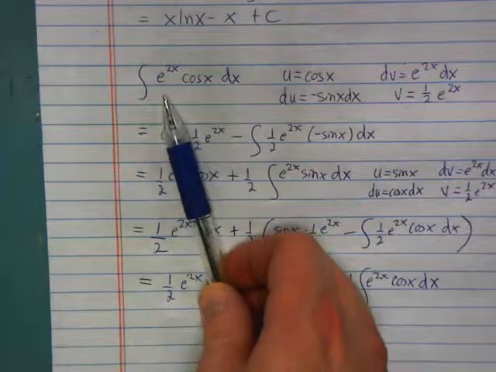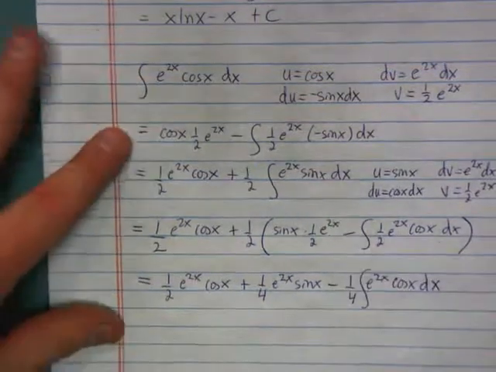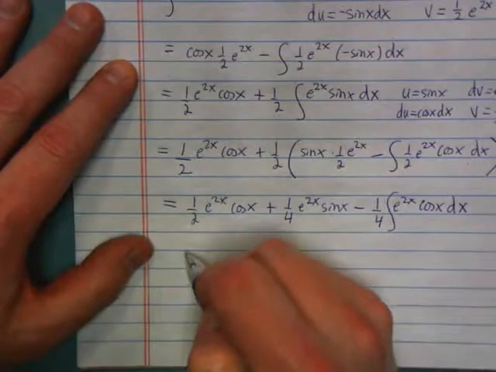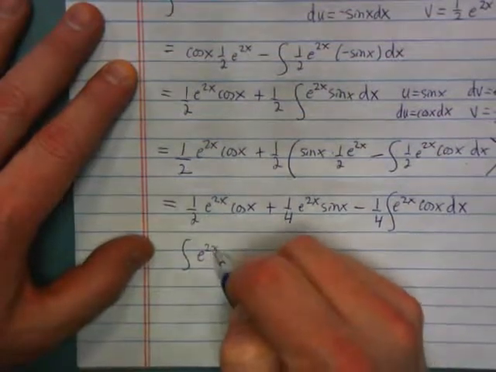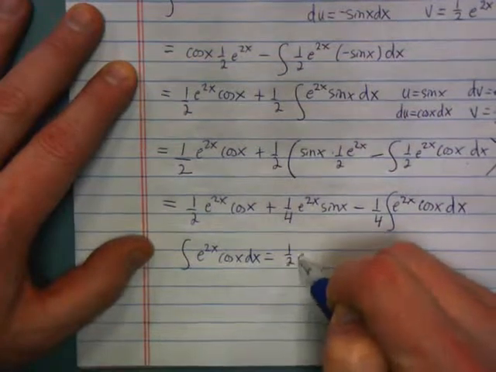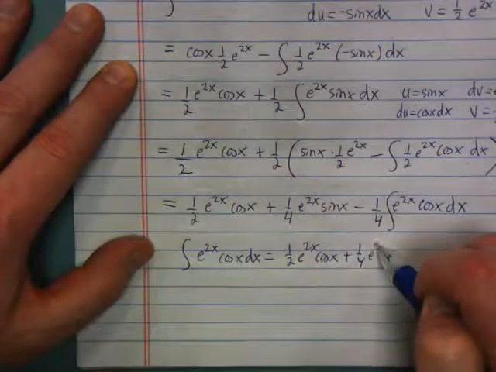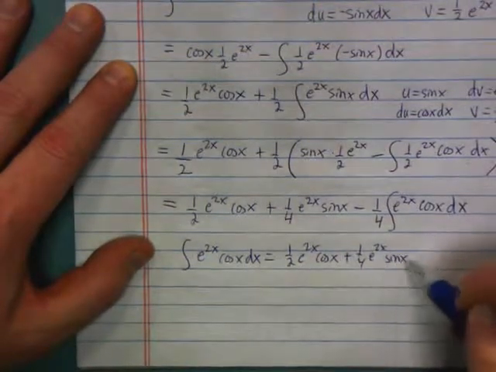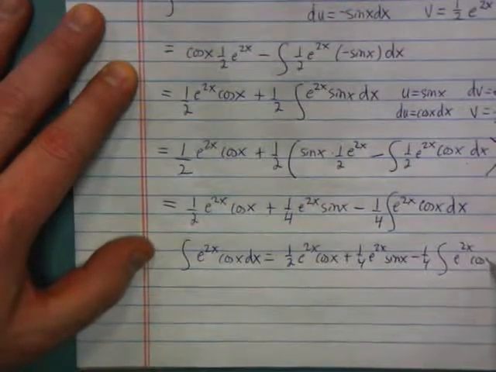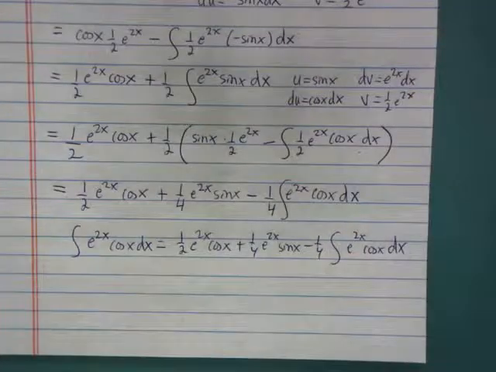So what we're going to do is take this right here. It would be better if I wrote it this way. I'm just going to rewrite the whole thing down again. Integral e to the 2x cosine x dx equals 1/2 e to the 2x cosine x plus 1/4 e to the 2x sine x minus 1/4 integral e to the 2x cosine x dx. So we've cycled around on ourselves.